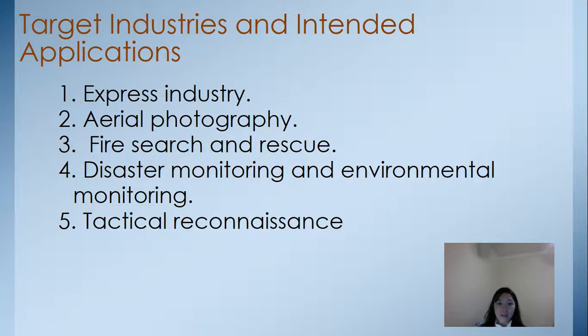The UAV automatic avoidance system can be used in many areas. Here are some applications. It can be used in the express industry: UAV can deliver express packages to save the cost of labor. Aerial photography, it is very popular right now. Field research and rescue, disaster monitoring and environmental monitoring, and it can also be used in tactical reconnaissance.